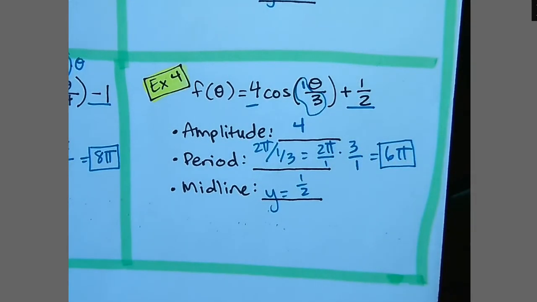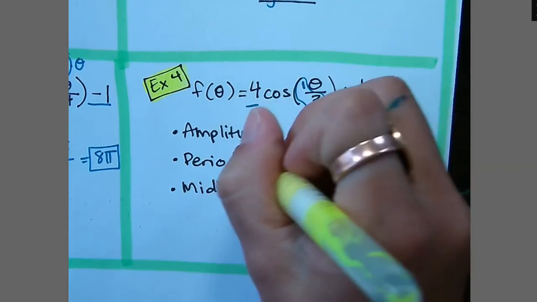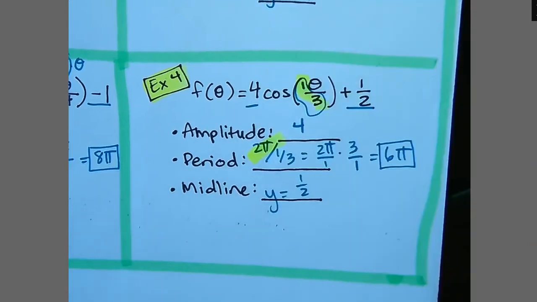All right, this one is really just memorization. And the hardest part is this 2 pi divided by the number in front of x. So really the number you have to remember here is 2 pi.